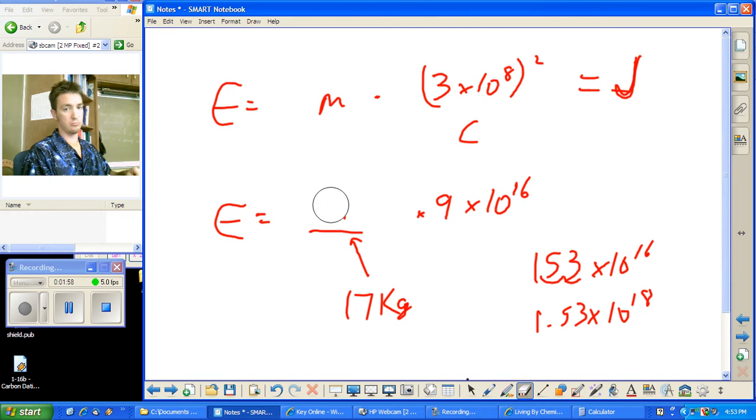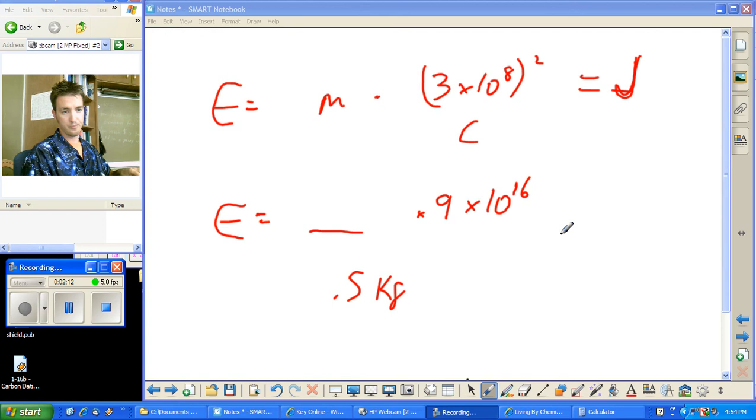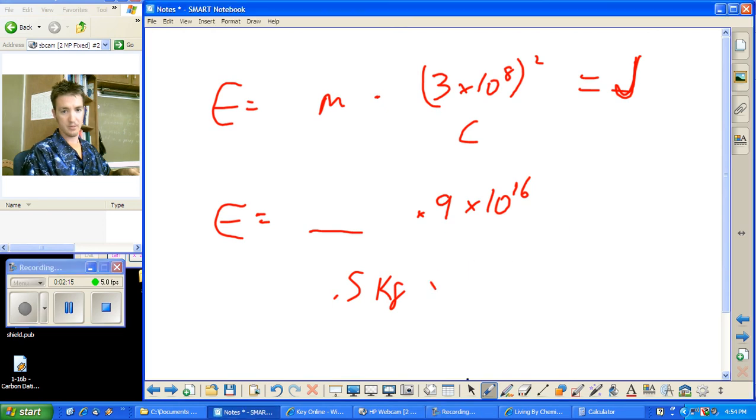So, another example. Let's say you have half a kilogram. Figure out what that would be. So, half times 9 is 4.5 times 10 to the 16th. Yay, that's how many joules of energy. That's a whole lot. That would be a million billion? Almost a billion. It's a whole lot of you sitting at rest for 17 seconds at a time.